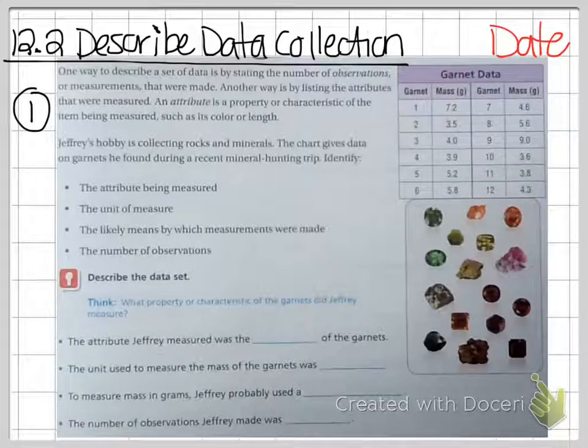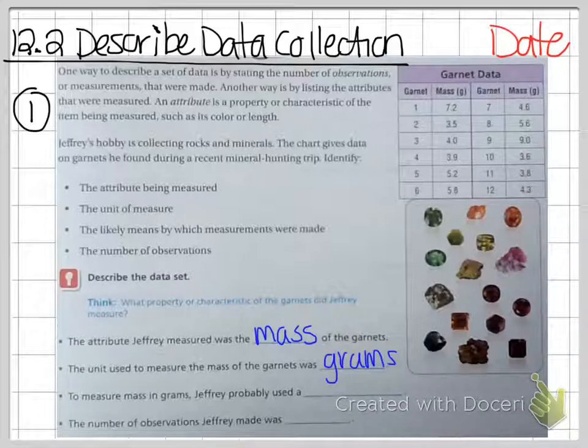So, the attribute Jeffrey measured was the blank of the garnets. Looking at our set of data, we know that there are garnet numbers and the mass. So he is measuring the mass of the garnets. So that is our attribute. And his unit is grams.